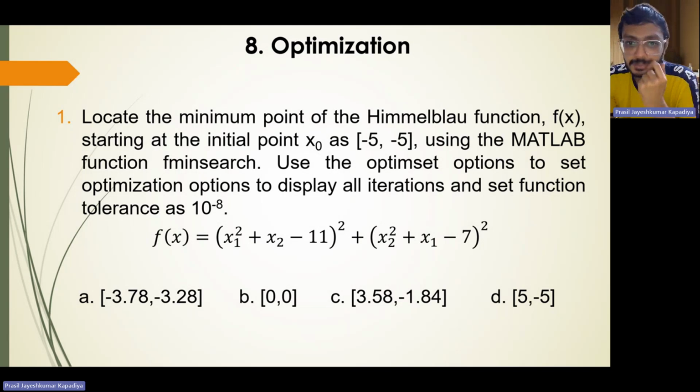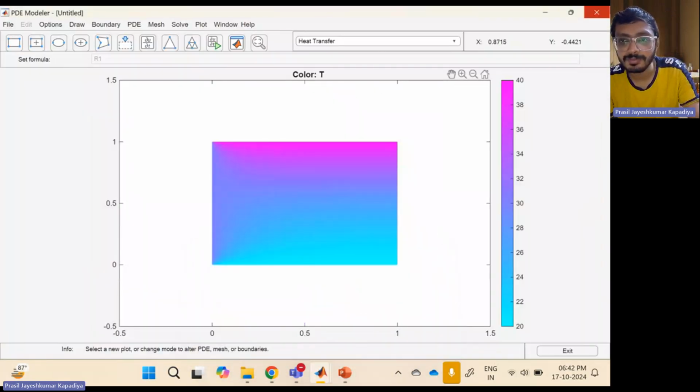So optimization, the first problem is to locate the minimum point of the function f of x equals x1 square plus x2 minus 11 whole square plus x2 square plus x1 minus 7 whole square, starting at the initial point x0 as minus 5 using the MATLAB function fminsearch. Use optimset to set the optimization options to display all iterations and set function tolerance as 10 to the power minus 8. So let's go to the MATLAB search help desk.